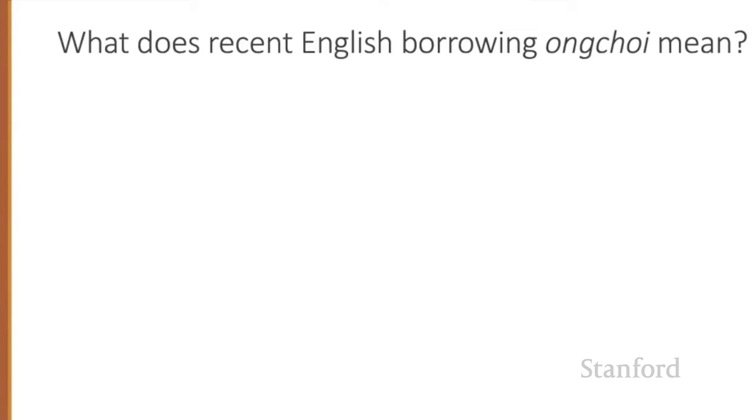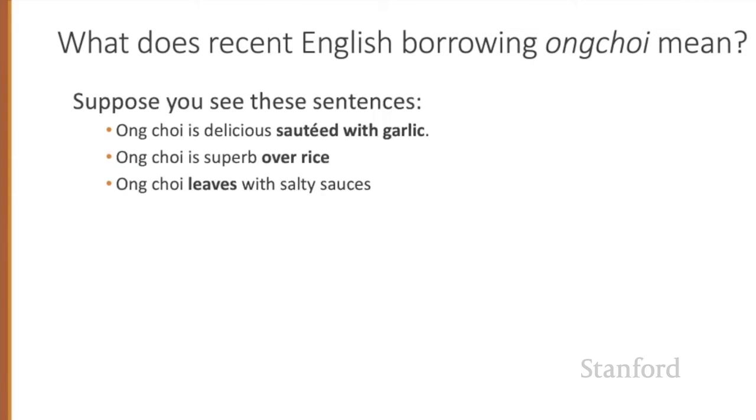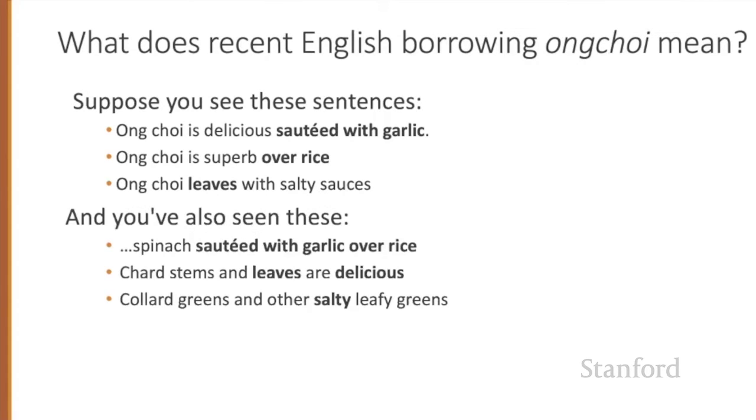Let's consider an example. Suppose you don't know the meaning of the word ong choi, a recent borrowing from Cantonese into English, but you see it in the following contexts. Ong choi is delicious sautéed with garlic. It is superb over rice. Ong choi leaves have salty sauces. And you've also seen these very similar words, garlic and rice and leaves, with words like spinach, there's garlic, or chard, there's leaves, or collard.